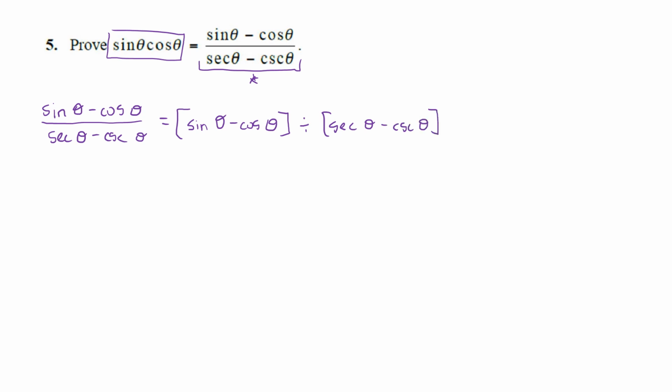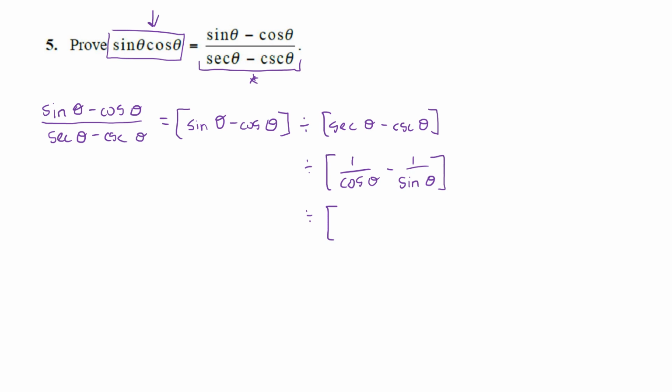All right. So the secant theta and the cosecant theta, since I want it only in terms of sine and cosine, I need to rewrite secant and cosecant in terms of sine and cosine. So I can rewrite this as 1 over the cosine theta minus 1 over the sine theta. Now I want same denominators.